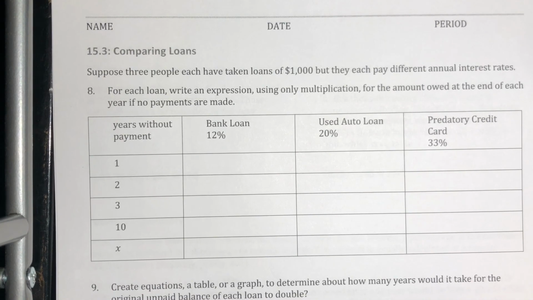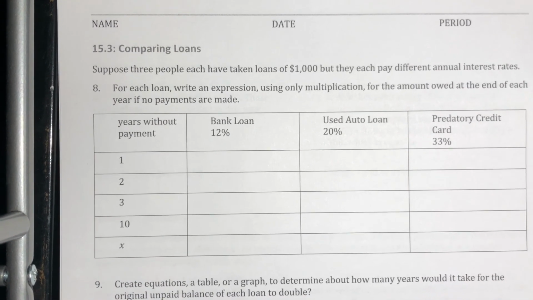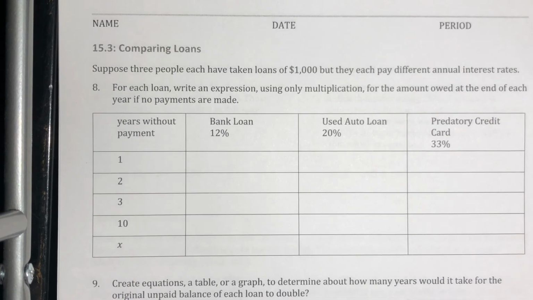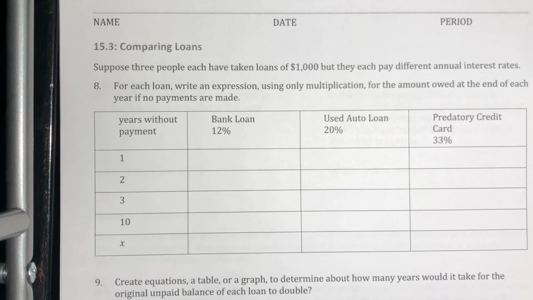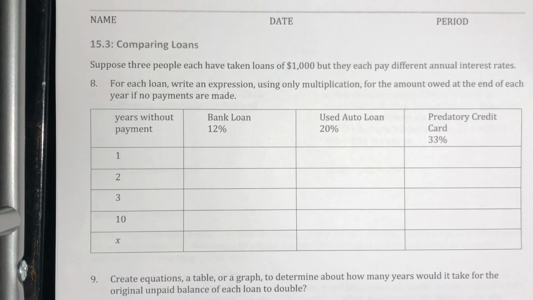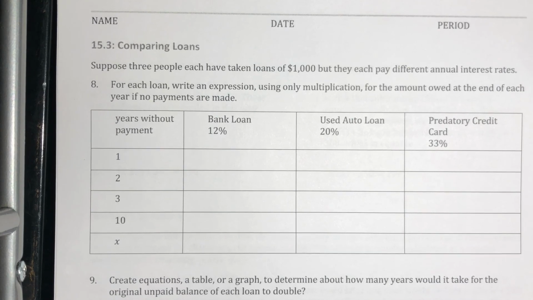And the last class activity for today is just comparing different loans and seeing how dangerous certain types of loans are. So suppose 3 people have taken loans of $1,000, but they each pay different annual interest rates. And you'll hear people talking about interest rates, and with a certain situation going on in the country, interest rates are falling, which is good, but that also means there's different things at play.